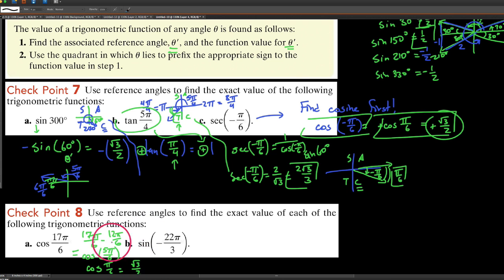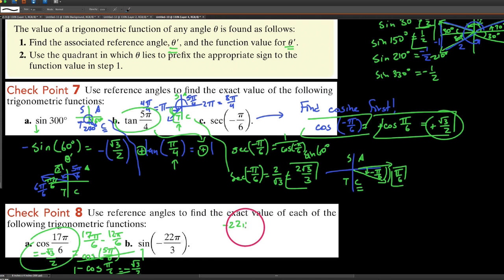But one thing worth mentioning is that we need to go back and check the sign. We know this angle terminates in the second quadrant. With All Students Take Calculus, we know that sine is the only thing positive here, and we were exploring a cosine. So this must be negative root 3 over 2, and that's what our original trig function value equals. So let's take a look at the sine of negative 22 pi over 3.